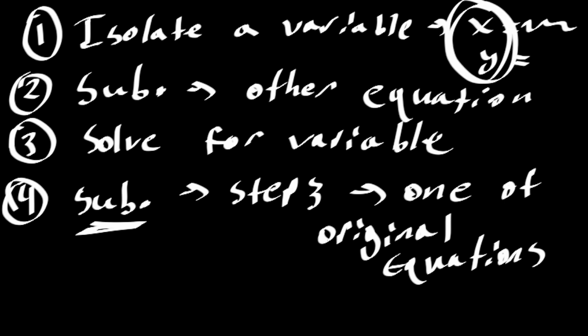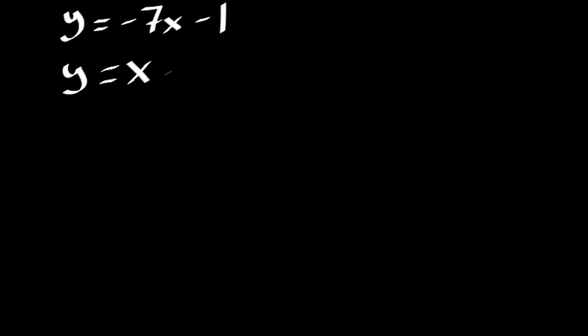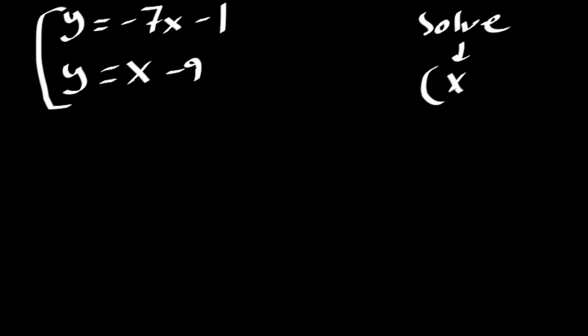So let's look at the first problem we started with. y equals negative 7x minus 1, y equals x minus 9. All right, so this is our system of equations. There's two equations here, and our job is to solve this. We basically want an x and a y that's going to satisfy this system of equations.